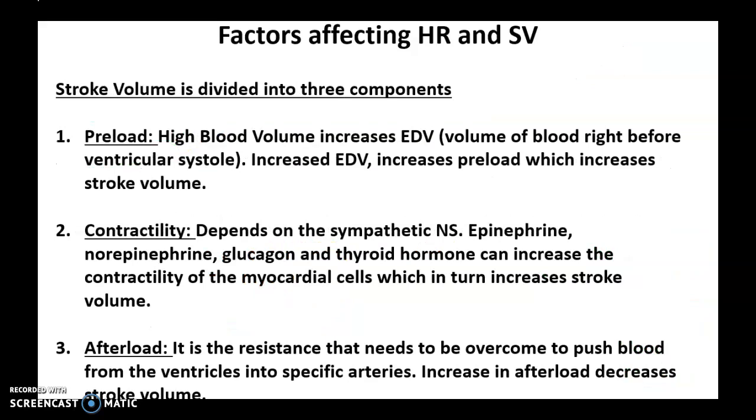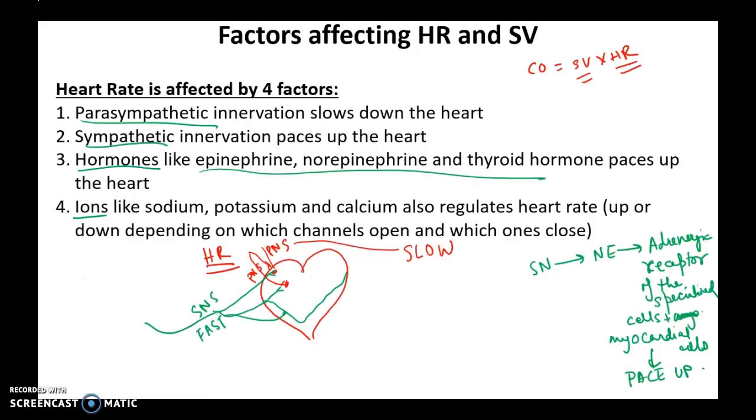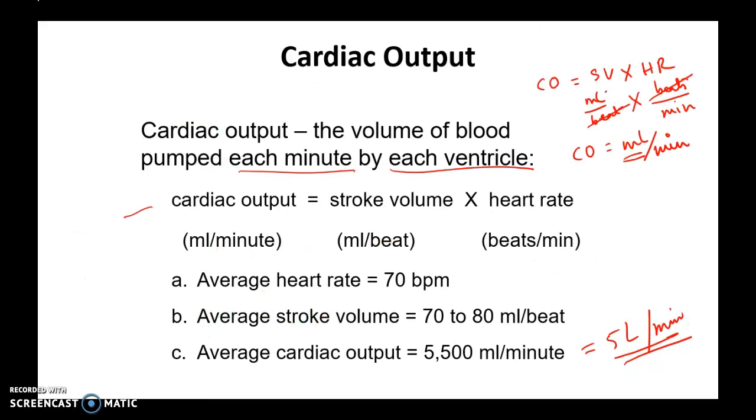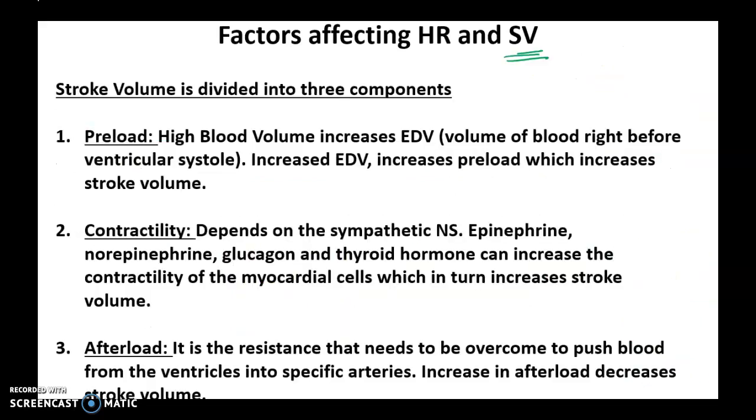Moving on. Now let's look at the factors, or what is stroke volume, and let's learn a little bit more about stroke volume. Stroke volume is the amount of blood that comes out when the heart, so stroke volume is the amount of blood that comes out per beat, right? And stroke volume is divided into 3 components. So this is the amount of blood that comes out per beat. Okay. And this is divided into 3 components.